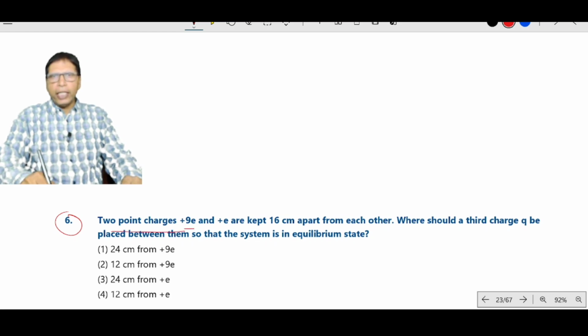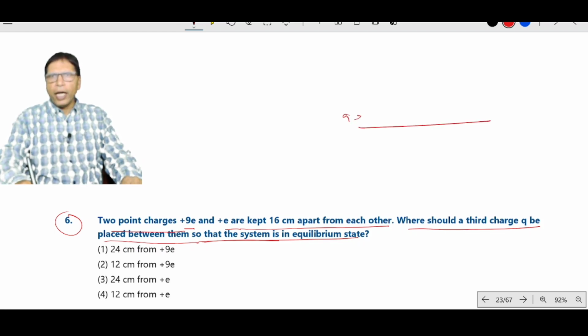Now look at question number 6. Two point charges 9E and plus E are kept 16 centimeters apart from each other. Where should the third charge Q be placed between them so that the system is in equilibrium? Now look at this. This is the 9E and this is the E. Now charge Q is placed at a distance x from 9E. This is 16 centimeters, so the other distance is 0.16 minus x. The force on Q by 9E is the same as the force on Q by E.